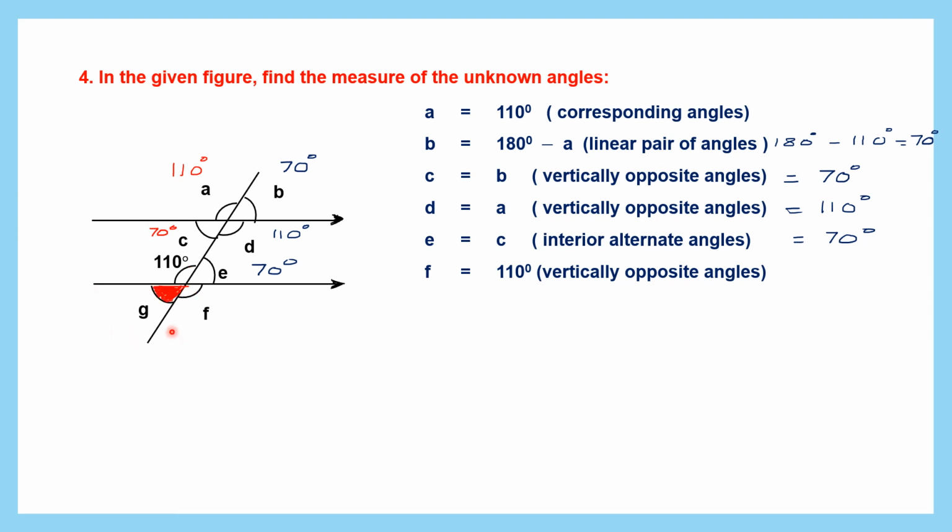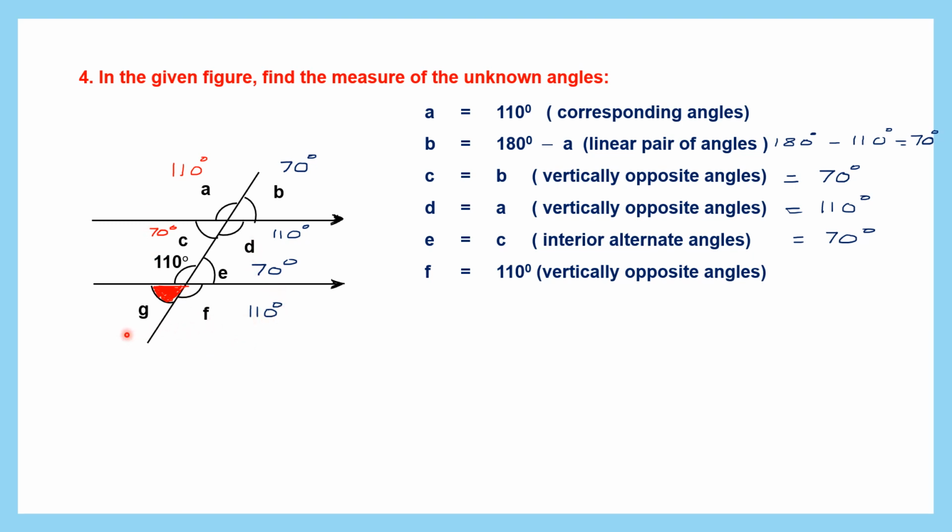Now what are the different ways of finding angle G? I can say angle G and 110 are linear pair of angles. So together they will add up to 180. 110 plus another angle will add up to 180. Here also I can say that they are a linear pair and they will add up to 180. I can say G and E are vertically opposite angles, that they are equal. So there are different ways of finding the value of G now that we have so many angles.